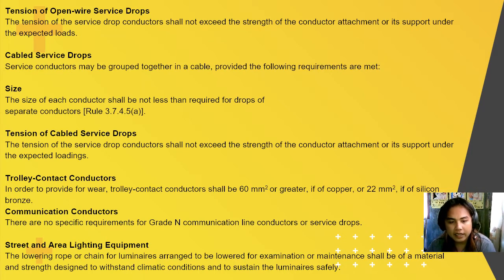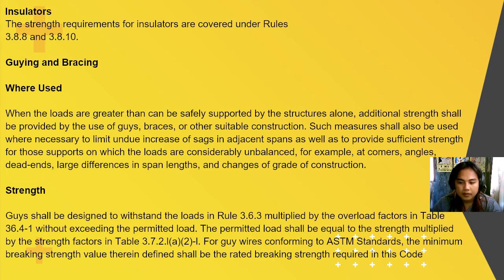So, street and area lighting equipment. For the lowering rope or chain for luminaires arranged to be lowered for examination or maintenance, it shall be of a material and strength designed to withstand climatic conditions and to sustain the luminaire safely. Okay, for the insulators, the strength requirements for insulators are covered under rules 3.8.8 and 3.8.10. Guying and bracing.